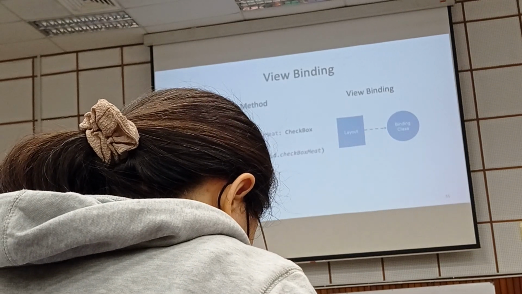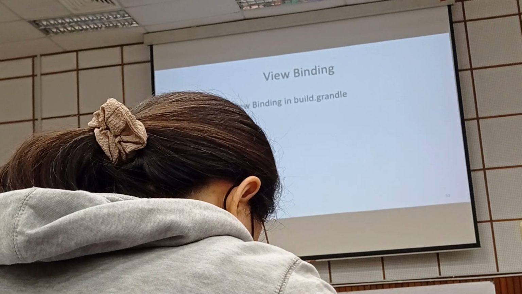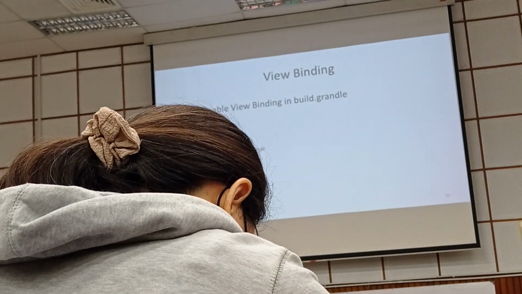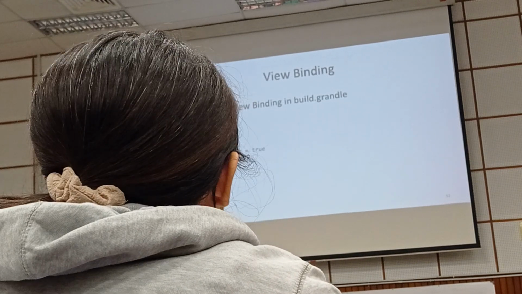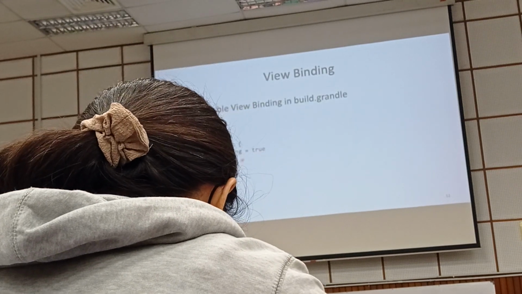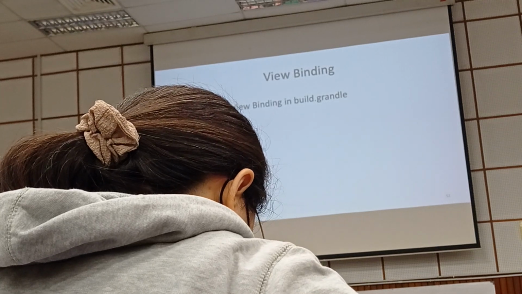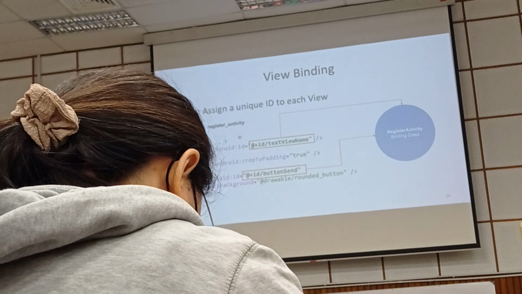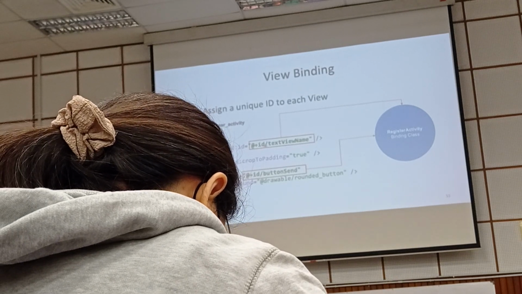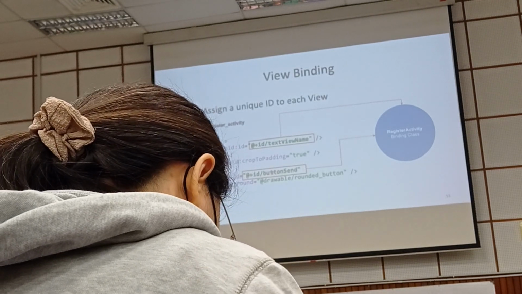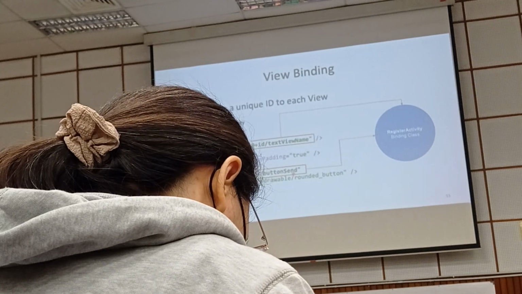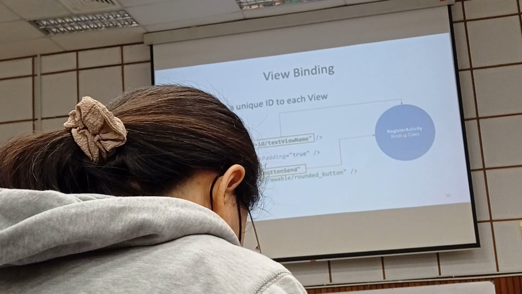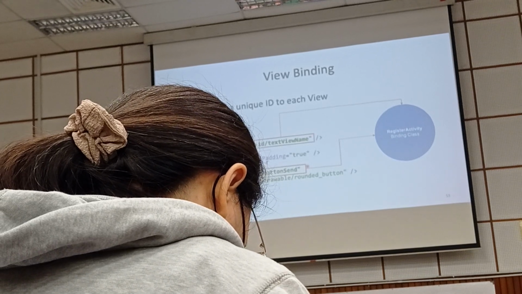In the view binding method, all we need to do is in the build gradle script, we enable view binding by setting it to true. This is the first step. And then, in your layout, you must provide a unique ID. With this, a binding class will be created and referred to this object.